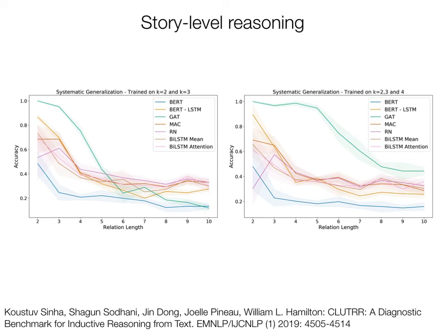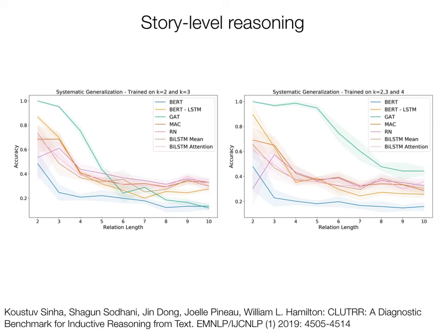But if, for example, the BERT model is able to do reasoning, it should be able to do as well as this graph-based model. The results that you can see here show you the accuracy of the different models as a function of the relation length, so the number of inference steps that the model needs to make in order to make the correct prediction. On the left-hand side, you can see the result of a model that was trained on stories that only need 2 or 3 inference steps. And on the right-hand side, you can see what happens if we have 2, 3, or 4 inference steps in the training data.